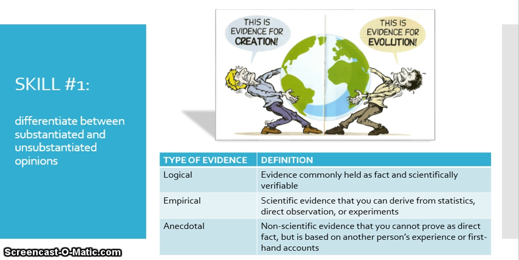Looking at the first skill, we have differentiating between substantiated and unsubstantiated opinions. When supporting arguments in a text, each of these types of evidence can be used, but a writer should be careful when using anecdotal proof. It may weaken the overall argument.